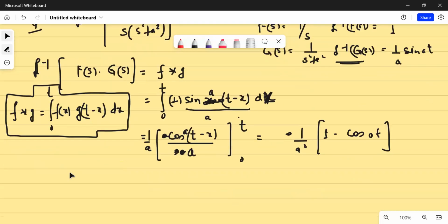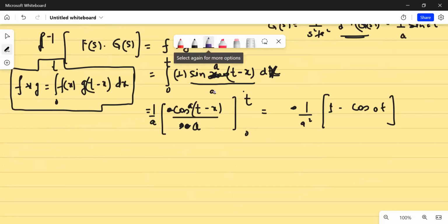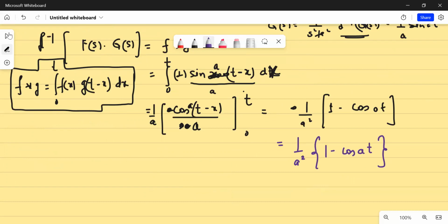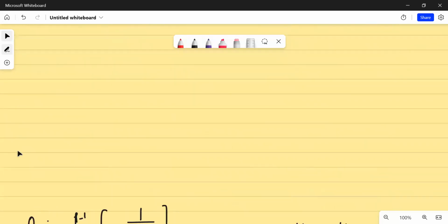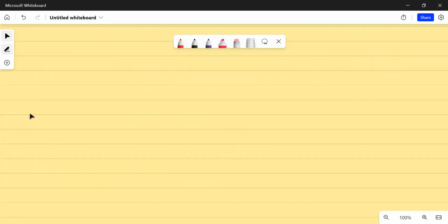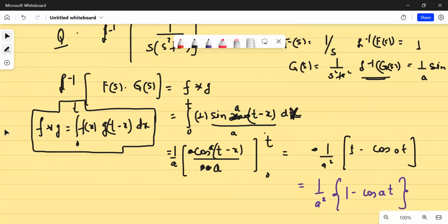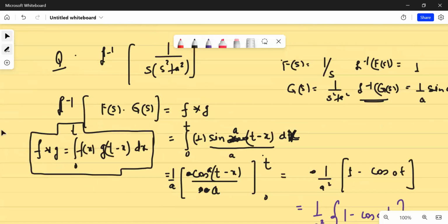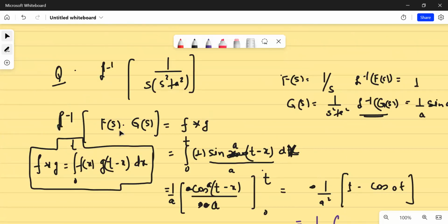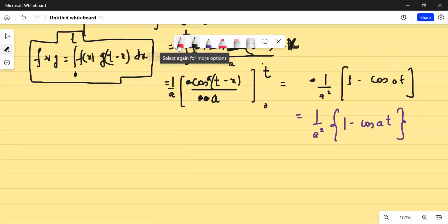Is that clear? So you'll get the answer as 1 upon a square into 1 minus cos of at. If I've made a mistake somewhere, let me see. Is that clear? Okay, good. Now let us do a few more questions.